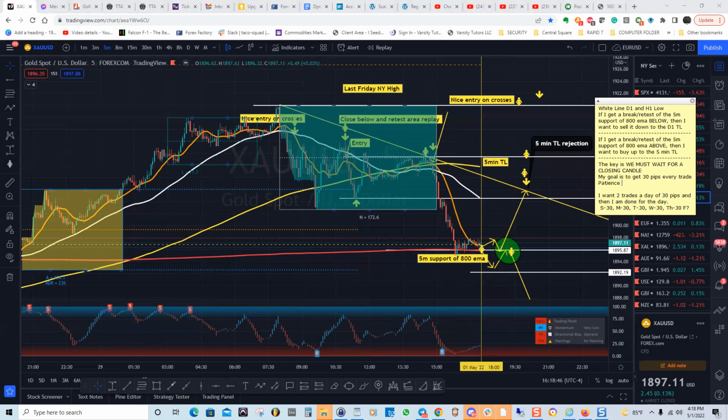Yeah. Break and close and retest is powerful. You can get a break and close and retest of a major support or resistance, or a break and close and retest of an EMA, and you know the trend's going down, then it's really good.